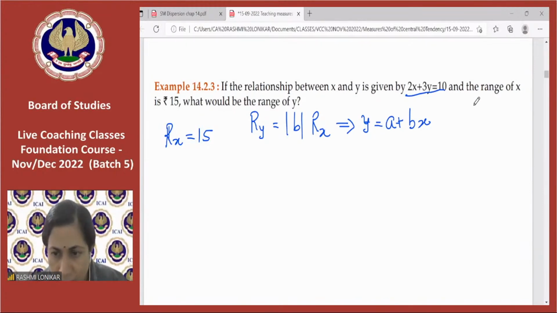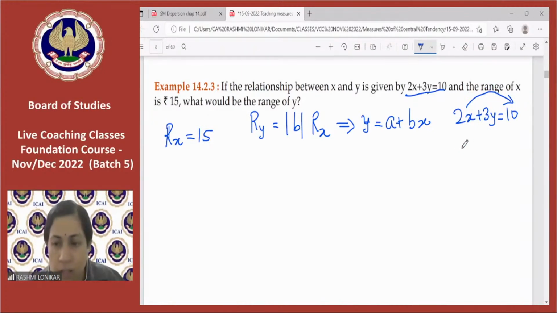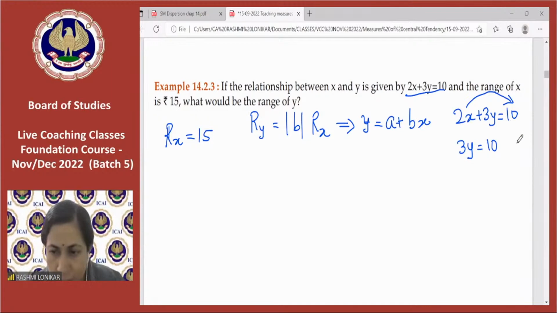So I take this equation. My equation is 2x plus 3y is equal to 10. I keep y on the left hand side and take this 2x to the other side. So it will become 3y is equal to 10. When I move across the equal to sign, the plus will become minus, so plus 2x becomes minus 2x. Now, again, I want only y. I don't want the equation in 3y. I want it only in y.